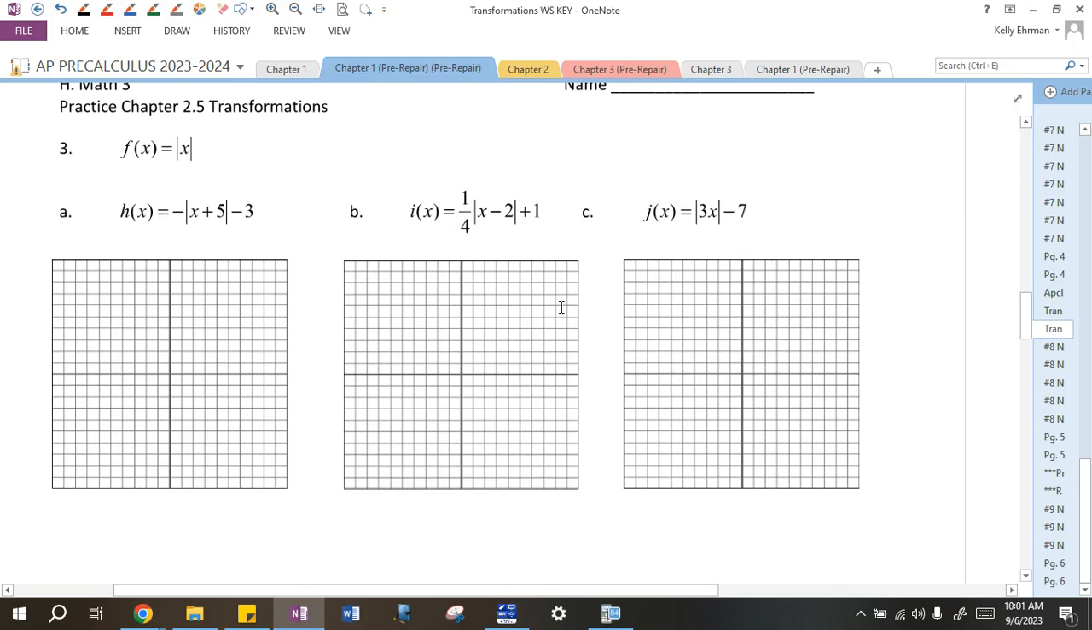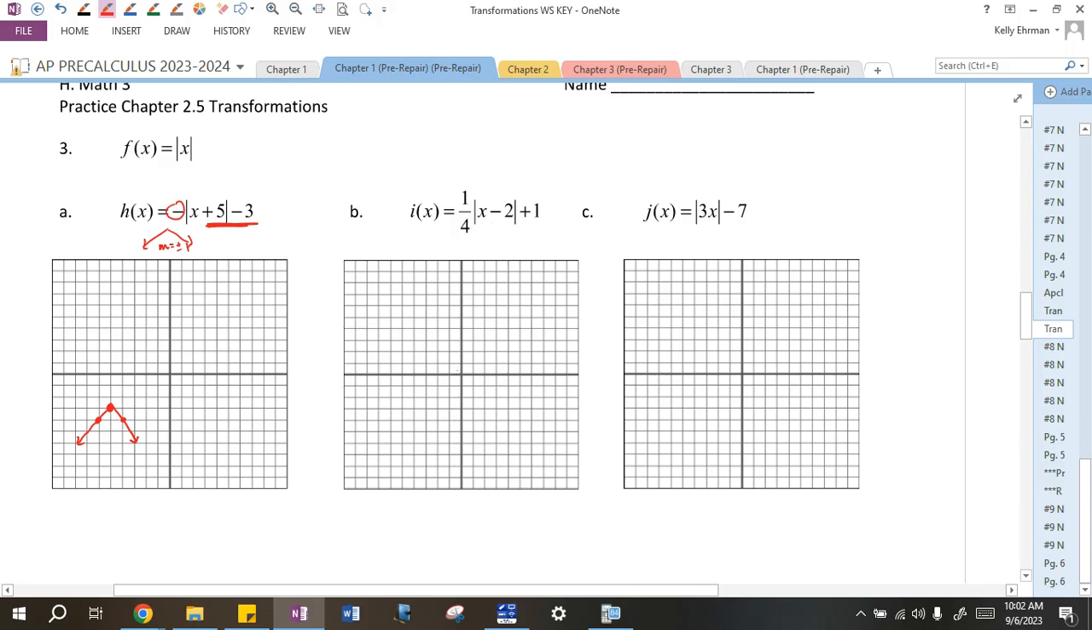For the absolute value graph, you really shouldn't be thinking about transformations. You should be plotting the vertex, which is at negative 5, negative 3. I know that because of the negative sign, this opens down, and the slope is plus or minus 1 on either side. So I would just, from the vertex, give myself a little slope of 1 and call that one finished. And for this next one, same thing.